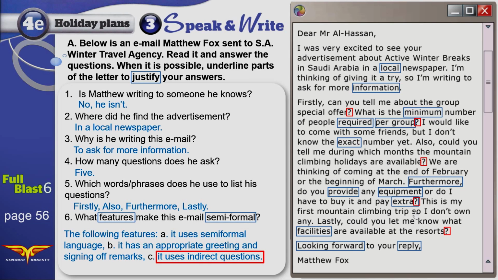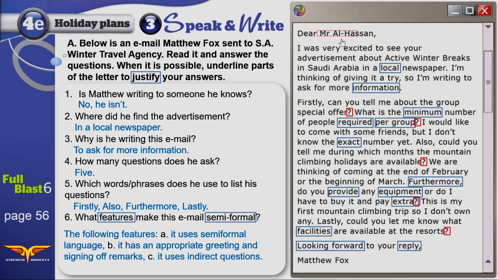Indirect questions are formal questions. Direct questions are informal. When you write to a friend, you write, what are the available facilities? When you write to someone you don't know, you use indirect questions. Could you tell me what facilities are available? We will learn more about indirect questions in the following slide. But before we go to direct and indirect questions, let's analyze this email.